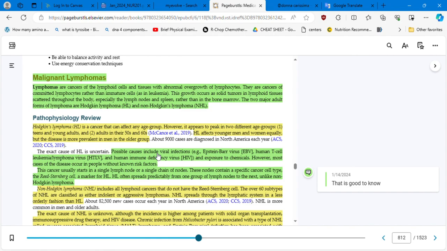So first of all, we know that the lymphomas are cancers of the lymphoid cells and tissues with abnormal overgrowth of lymphocytes, right? Lymphocytes is the key here. They are cancers of committed lymphocytes rather than immature cells, as in leukemia. This growth occurs as solid tumors in lymphoid tissues scattered through the body, especially the lymph nodes and spleen, rather than in bone marrow. The two major adult forms of lymphoma are Hodgkin lymphoma and the non-Hodgkin lymphoma.